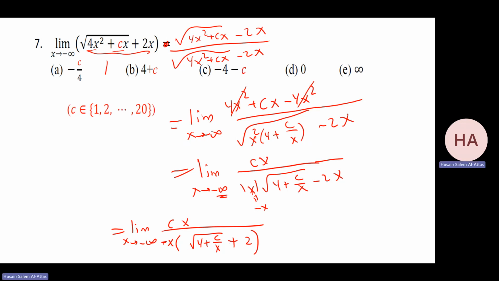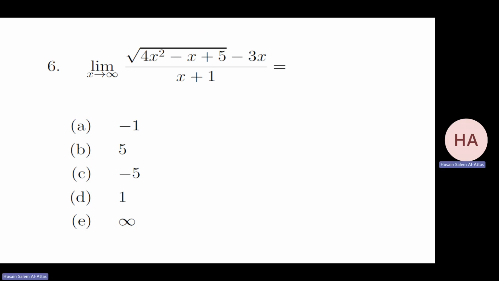I took minus here as a common factor. So this will be minus, it will be plus plus. Okay. So this is cancelled. So we have what? Minus c over 4. Yeah, this is square root of 2. This is 0. 2 plus 2, which is 4. So this is the answer.